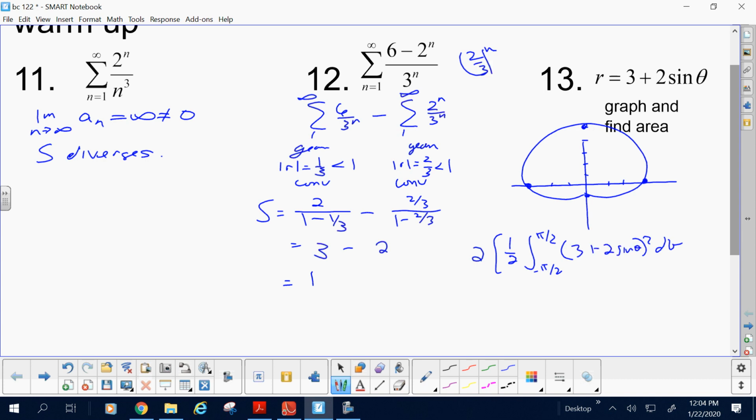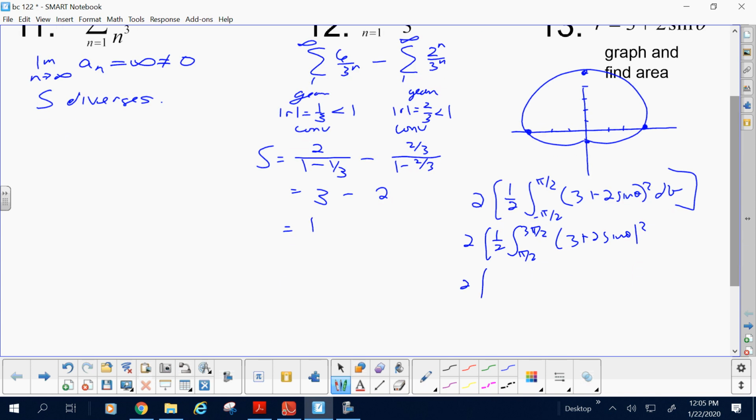Okay, that will get the correct answer. It's cool. What about 2 times a half of pi over 2 to 3 pi over 2? Yeah. Does that work? Yep. What about 2 times a half of 0 to pi? No, there's no symmetry to that. What about 2 times a half of 3 pi over 2 to pi over 2? Not okay. That would be a negative area because you're changing theta in a negative way.